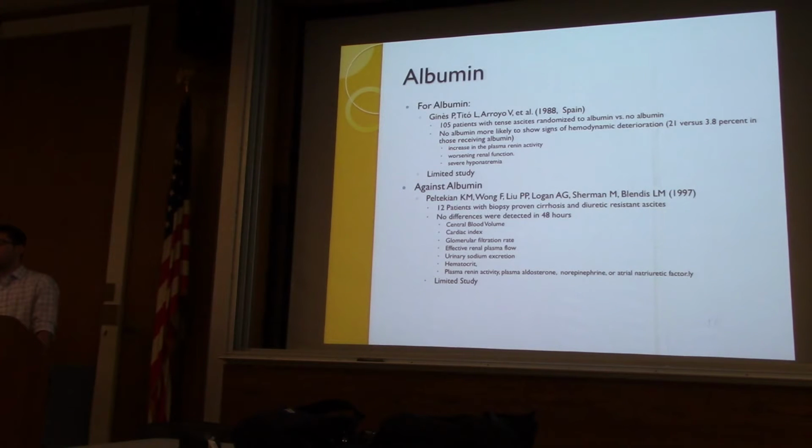The one with 105 patients in 1988 showed that patients who received albumin had fewer complications, they had less hemodynamic instability, they had better renal function, they had less hyponatremia. And the other study in 1997, with only 12 patients, showed that there was really no difference at 48 hours. They used markers like central blood volume.